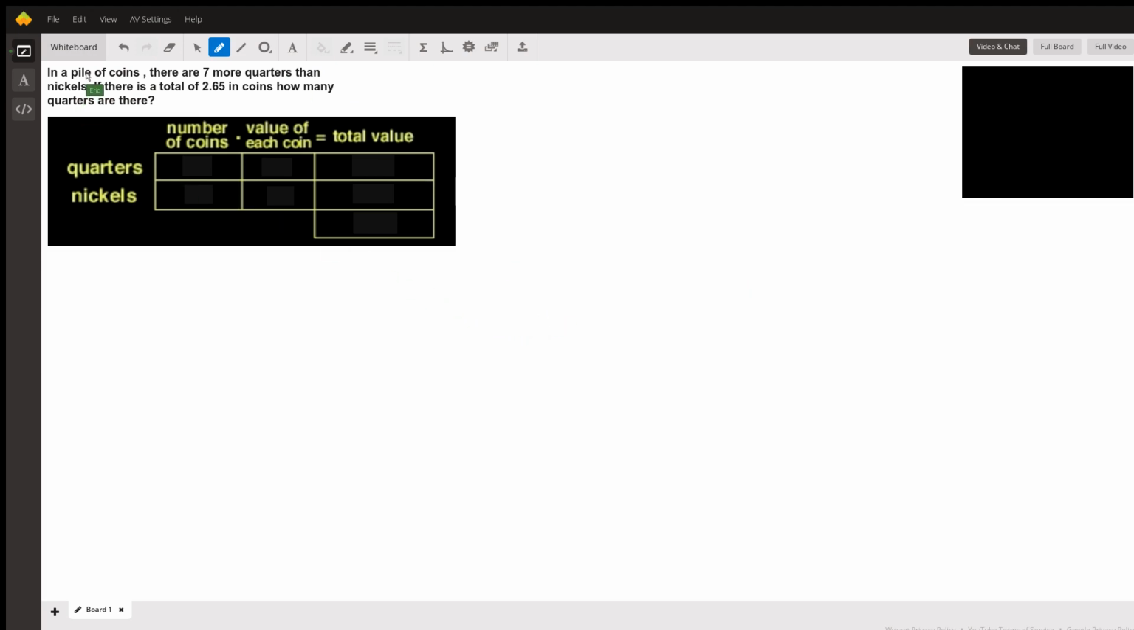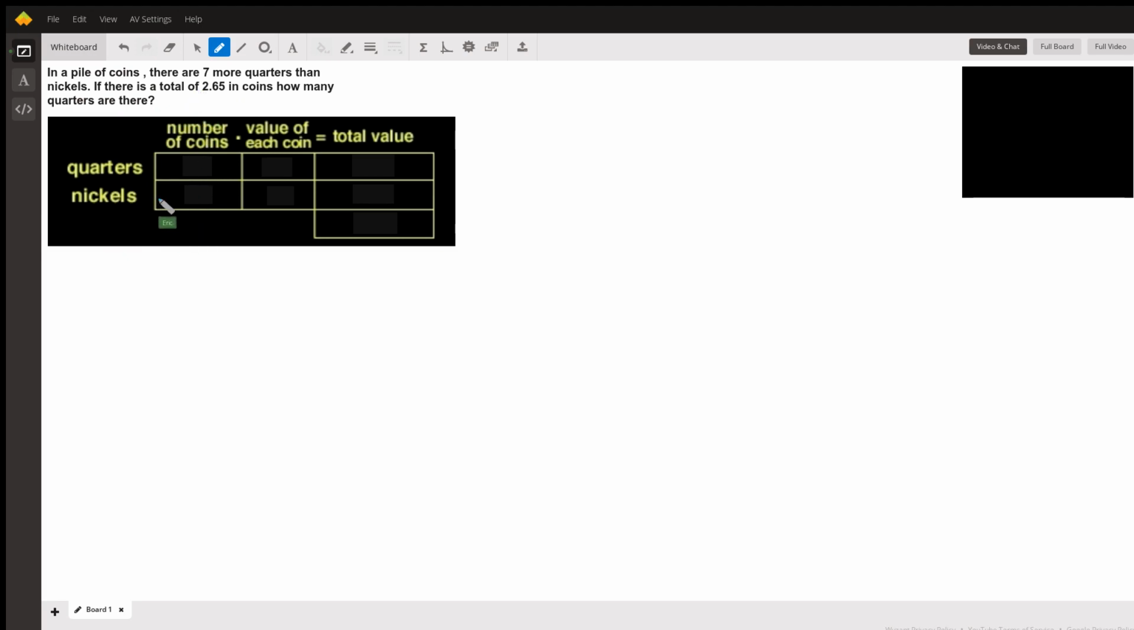Okay, so we know that there are 7 more quarters than nickels. So I just set up my chart based on number of coins times value of each coin equals total value, and I put the quarters and the nickels on the side. Doesn't matter which one comes first, I just chose to pick the quarters first. Now, we know that there are 7 more quarters than nickels.